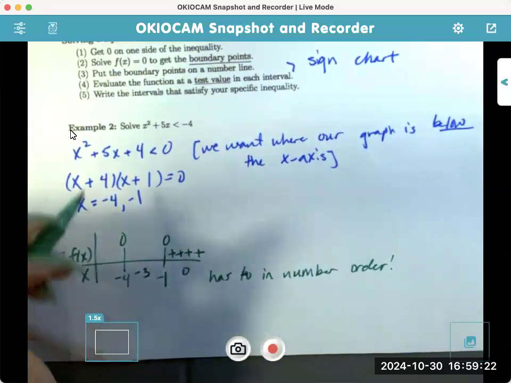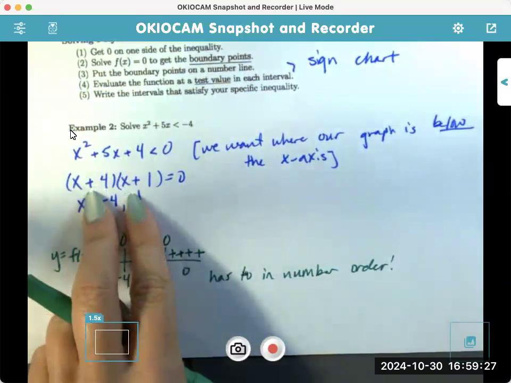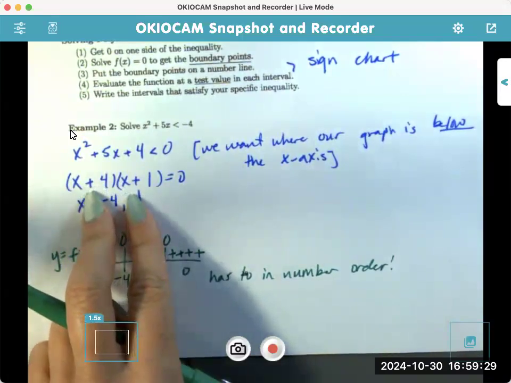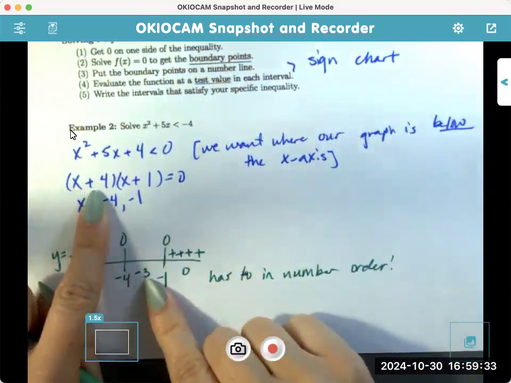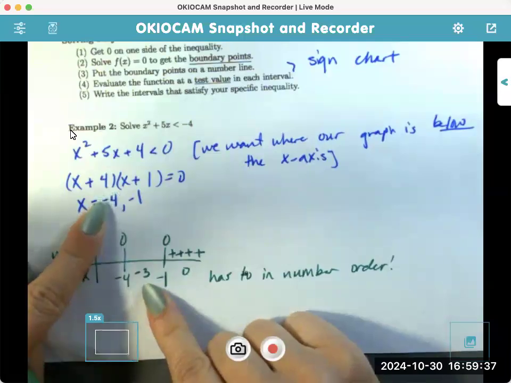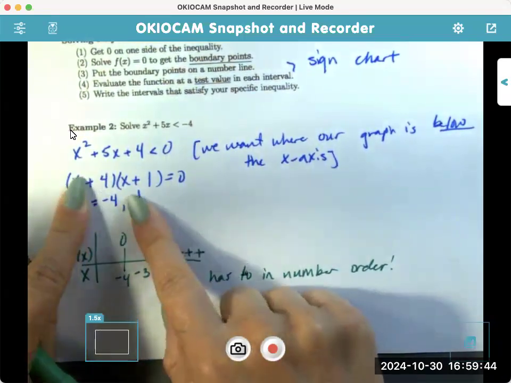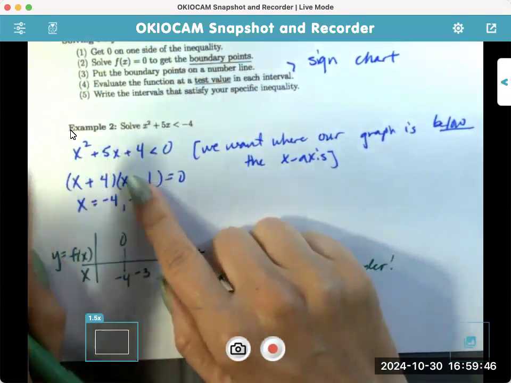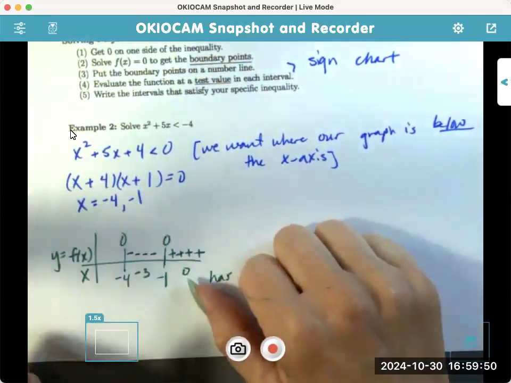So now -3 can go into any version of the function. I usually like the factored version because then I can just do multiplication of signs. So -3, because that's my random test value. You don't have to do -3. You can do -2. It's arbitrary. So -3 plus 4 is 1. So that's positive. -3 plus 1 is negative. So a positive times a negative is overall negative.